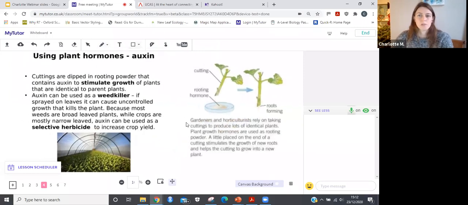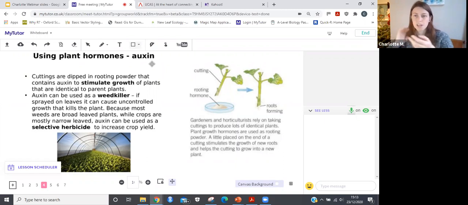And that hormone, because it's so reliable in the plant's responses to it, can be really useful to us within agriculture or horticulture, so growing plants or growing crops. So practical uses of auxin. There are two that you need to remember here. So auxin can be used when you're taking cuttings, so it can be used in a rooting powder. And that stimulates the growth of plants that are identical to the parent plants.